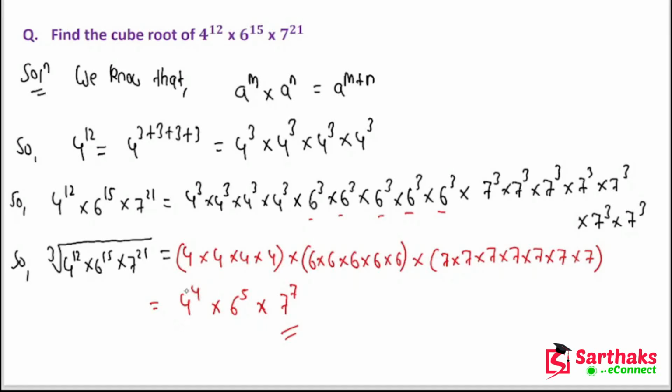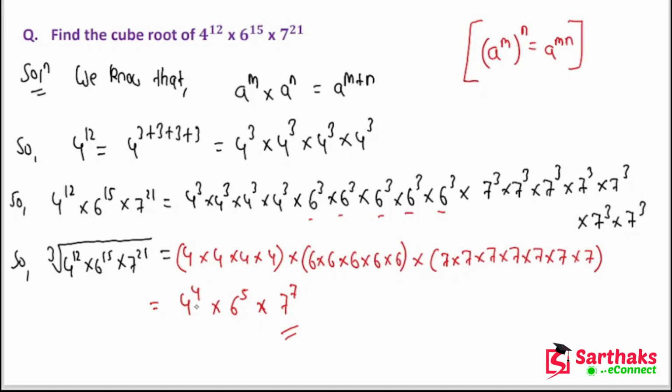If you want, you can break them into 2 and 3 also, right? So you can do that by using the formula. Let me write one more formula over here. You can use a to the power m, to the whole power n, is equal to a to the power mn. You can use this formula also, right?